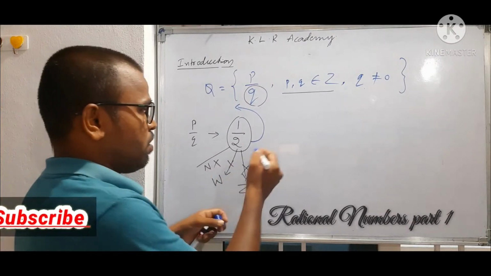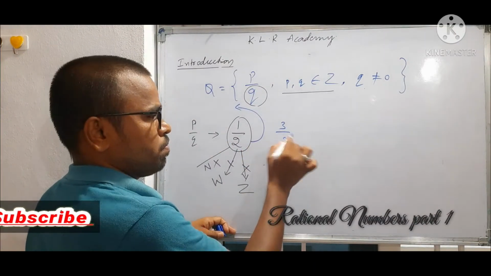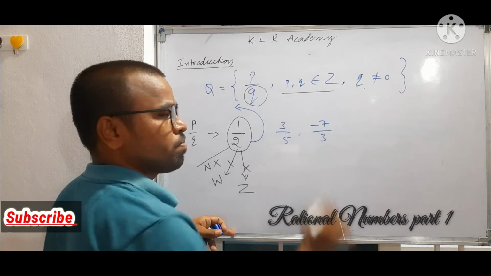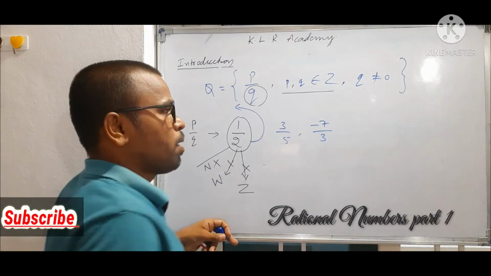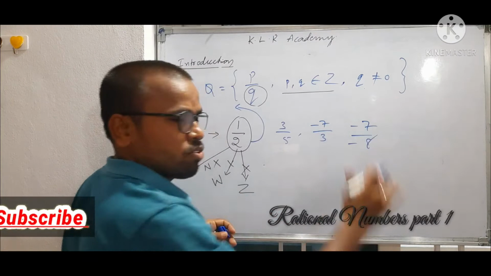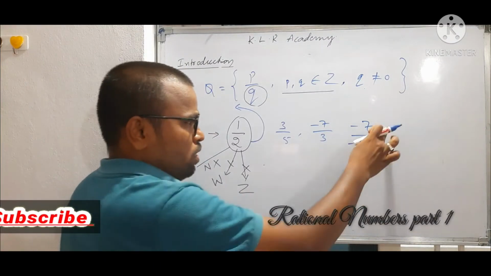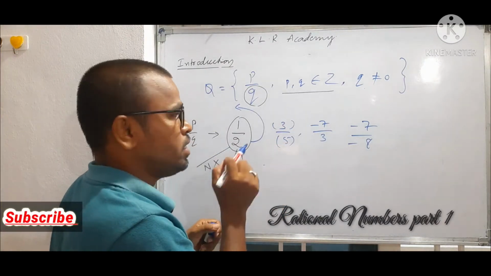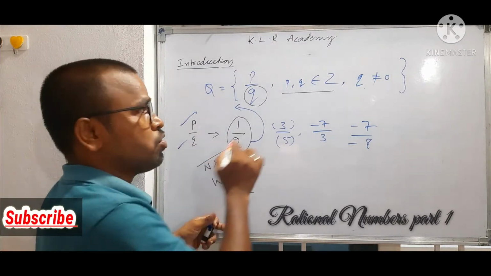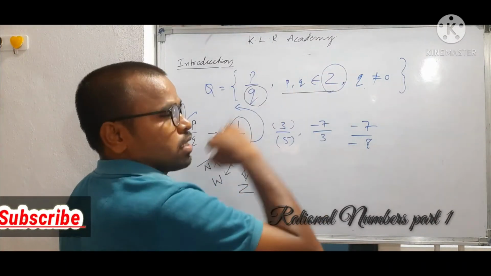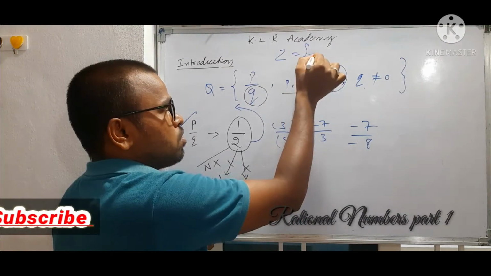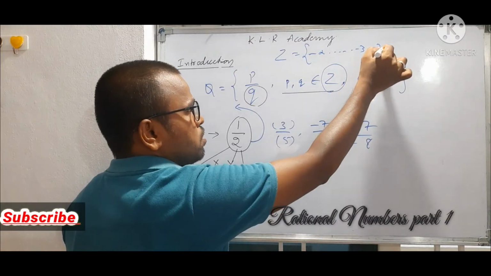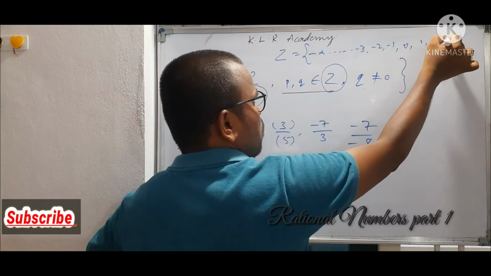Let me take one more example. 3 by 5 is a rational number. Minus 7 by 3 is also a rational number. Minus 7 by minus 8 is also a rational number. So any number in numerator by denominator, but the condition is what? p and q belong to integers. Integers are the set of all negative numbers, 0 and all positive numbers.